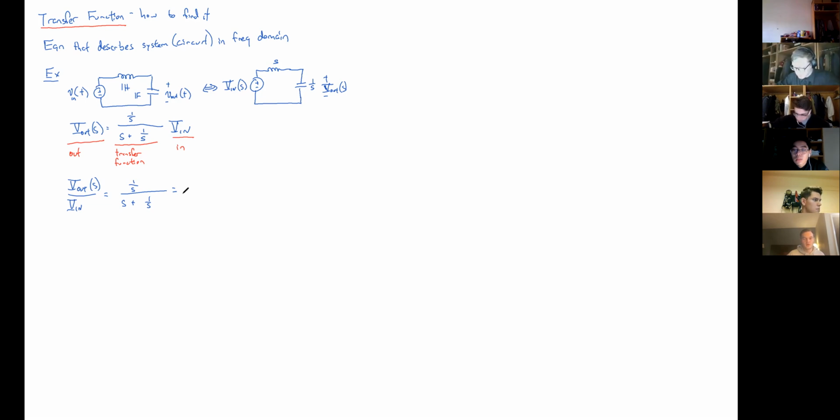We don't want to multiply by 1 over S, if that's what you said. No, 1, so S over S. S over S, yeah, right, exactly. So that gives us 1 over S squared plus 1.